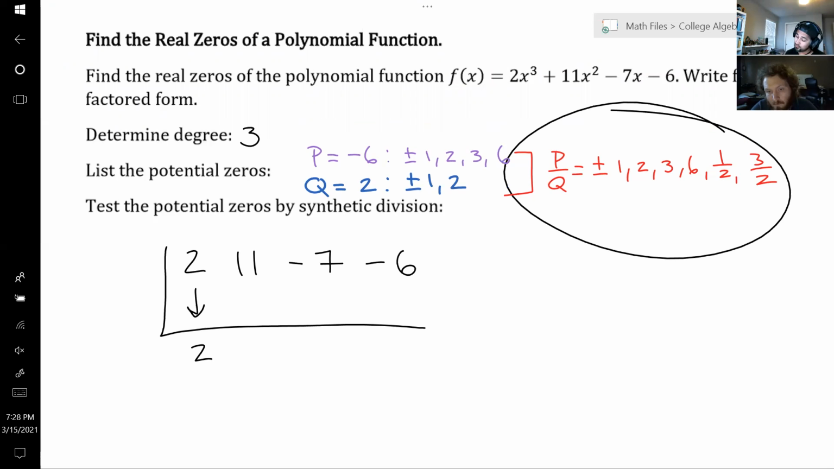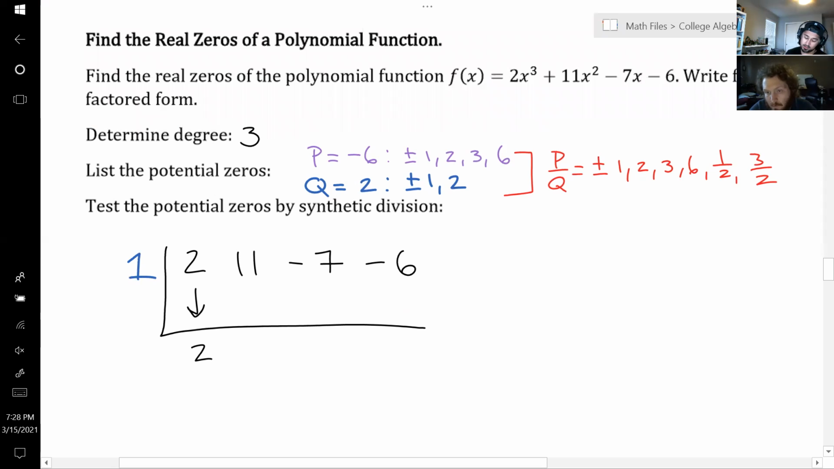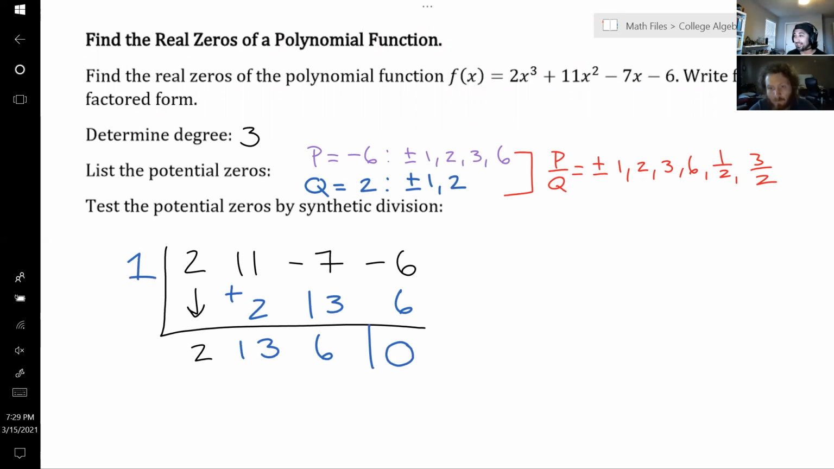1 seems pretty straightforward. Let's start with 1. Okay, that's always a good choice. Picking 1 is always a good start. So we're going to choose 1. 1 times 2, 2, we add, we get 13. 1 times 13, we get 13. -7 plus 13, we get 6. 1 times 6, we get 6 with a remainder of 0. Hey, this means that 1 is a factor of the polynomial. Okay, so we did good. If we didn't get a 0 on the first try, then we would have to pick again from our list of potential zeros. Everybody good so far?